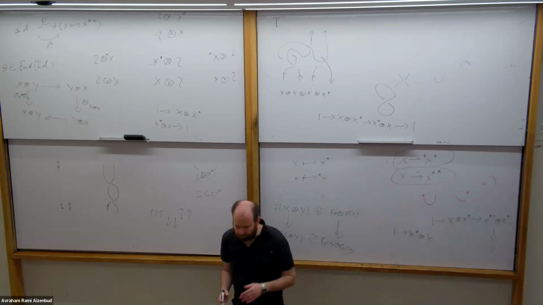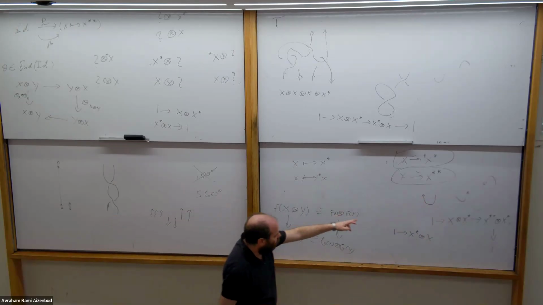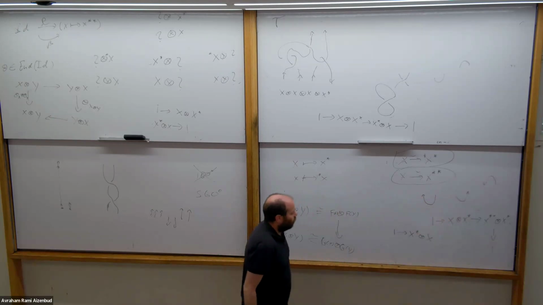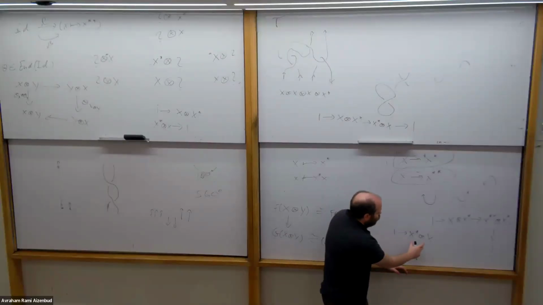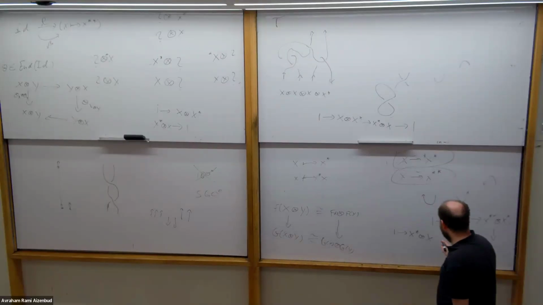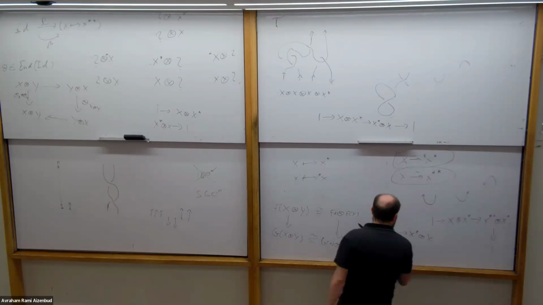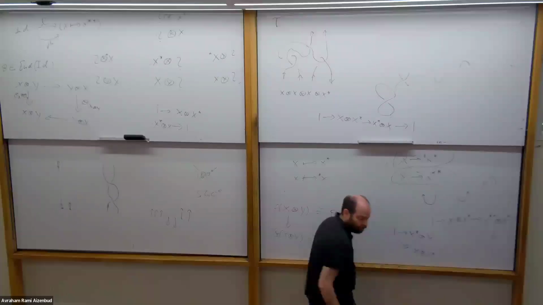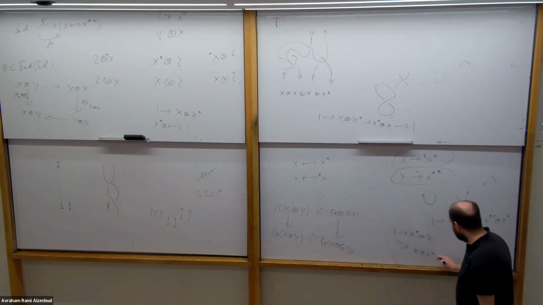And we don't have that co-evaluation. Co-evaluation is made from identity to x times x star. But we do have the twist action. So the correct way is to do it like this. So we have a map from identity to x times x star, and then we have the braiding map from x times x star to x star times x.